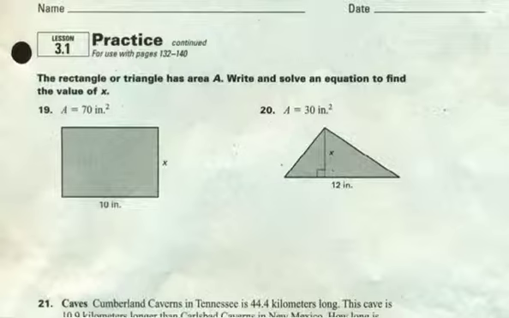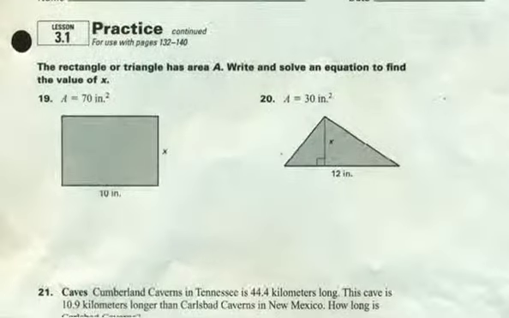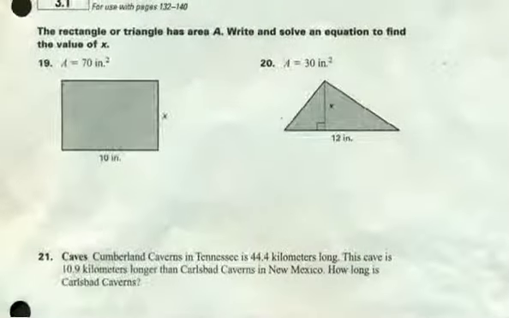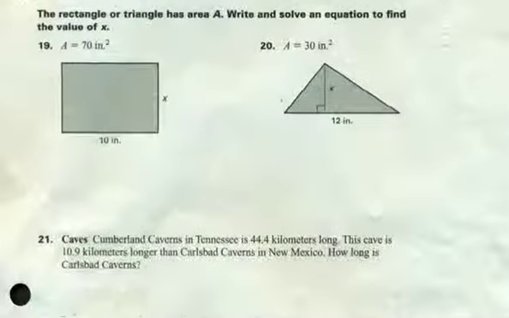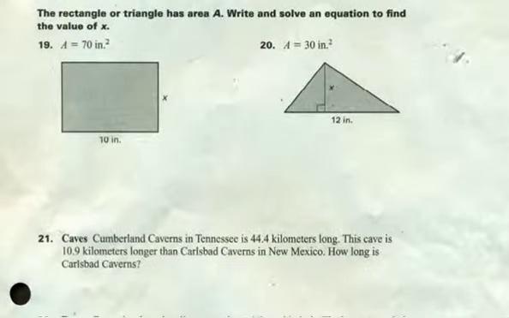The rectangular triangle has an area A. Write and solve an equation to find the value of A. So we did a couple of those in class. I'll go ahead and do the triangle. We know that the area of a triangle is either 1/2 base times height or base times height divided by 2. It's the same equation. I actually like base times height divided by 2. So let's go and substitute.